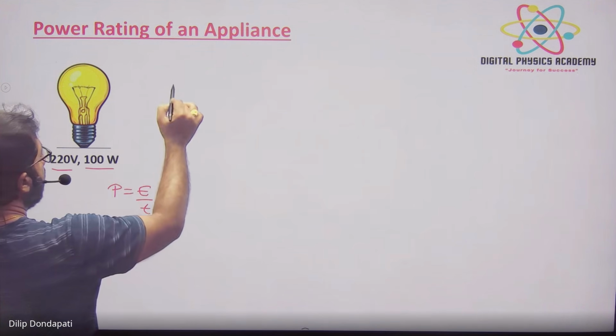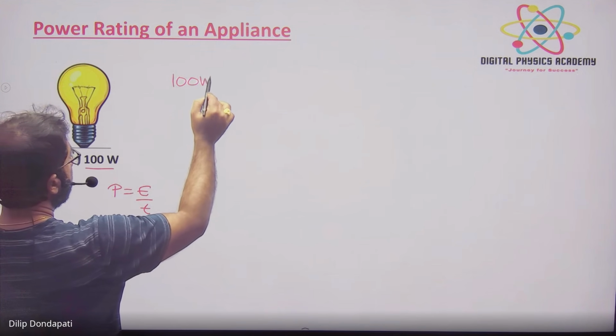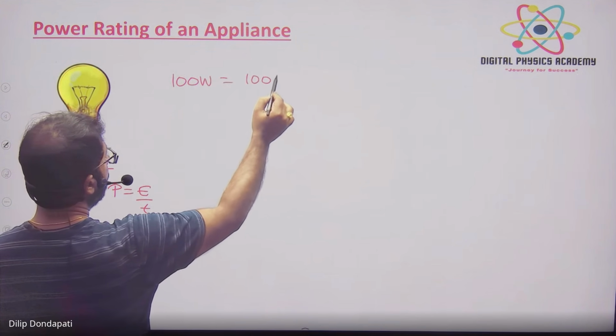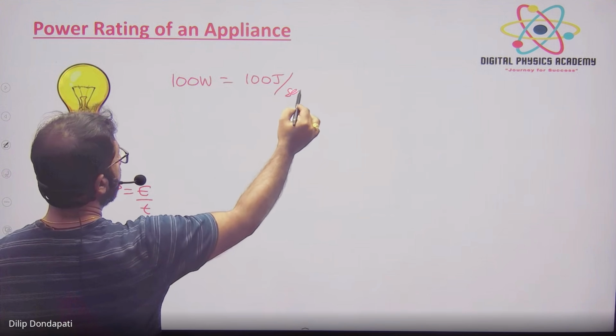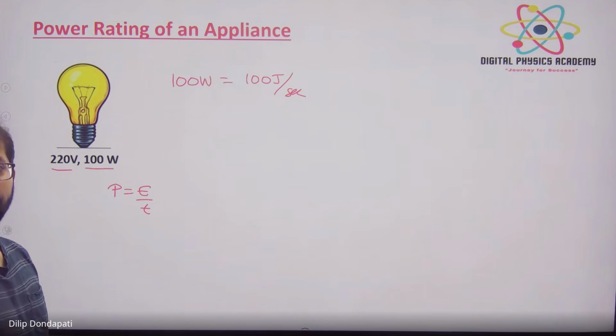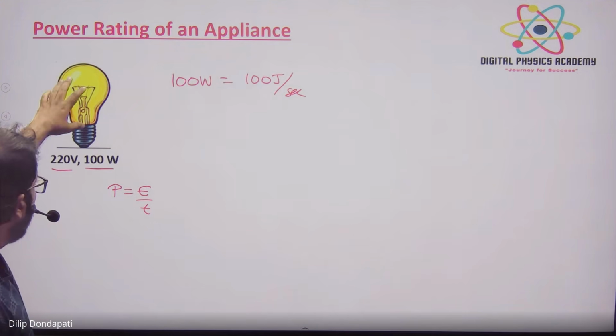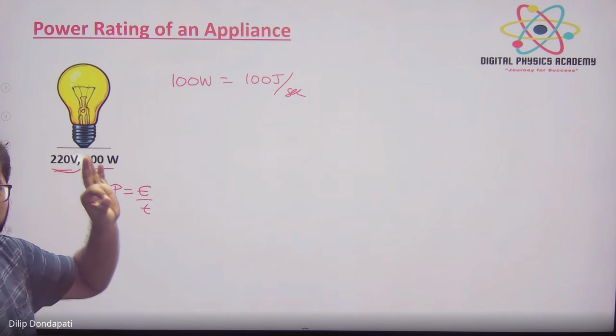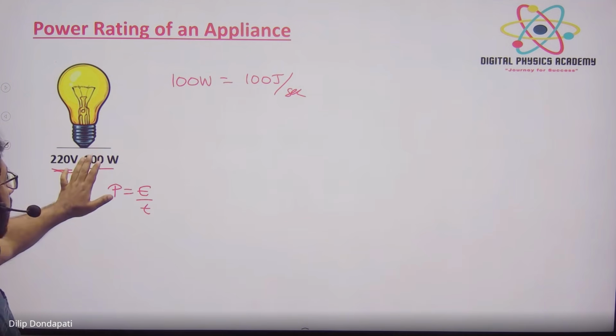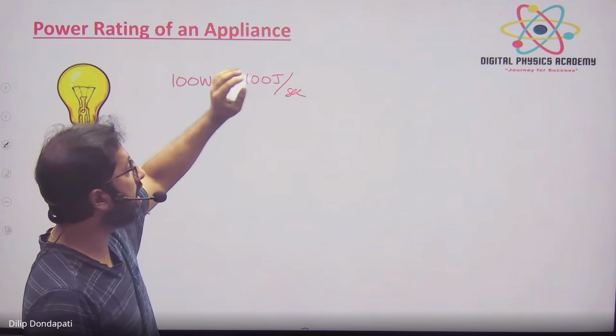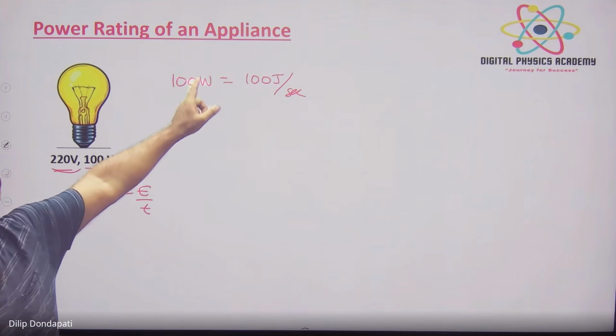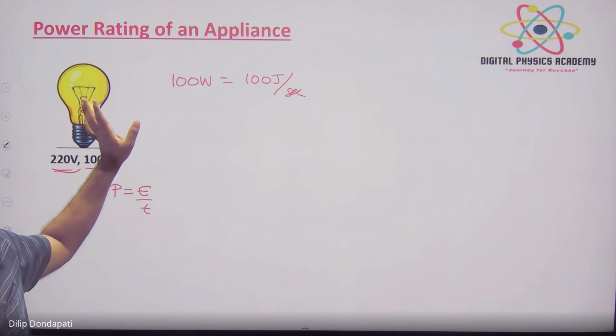मतलब देखो, 100 watts means 100 joules per second. मतलब what is the meaning? If I connect this bulb at 220 volts only, okay, then 1 second में कितना energy dissipate हो रहा है? 100 joules of energy is getting dissipated. That is the meaning. Okay.